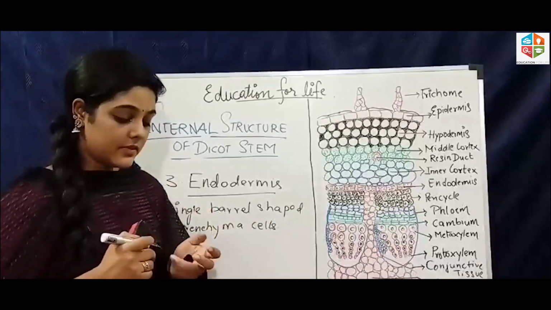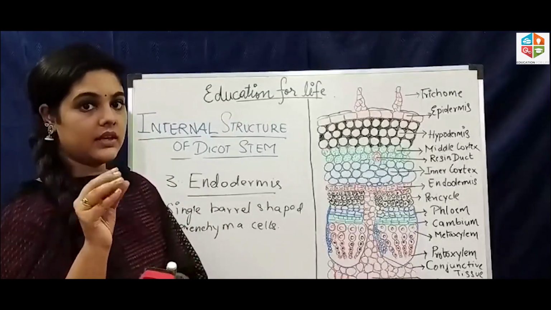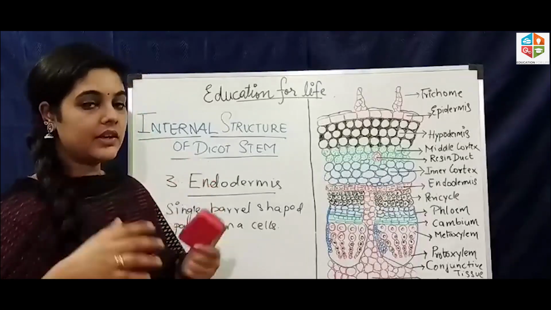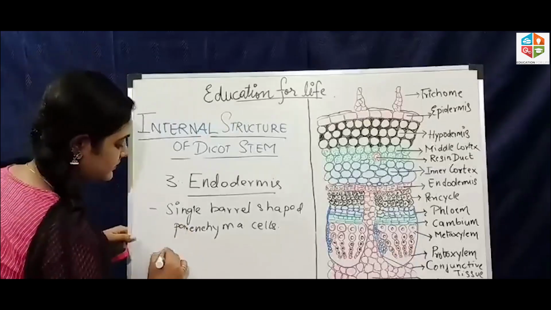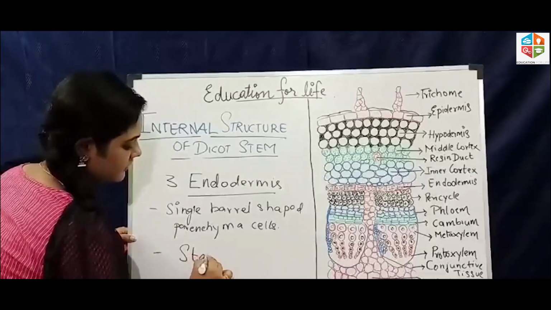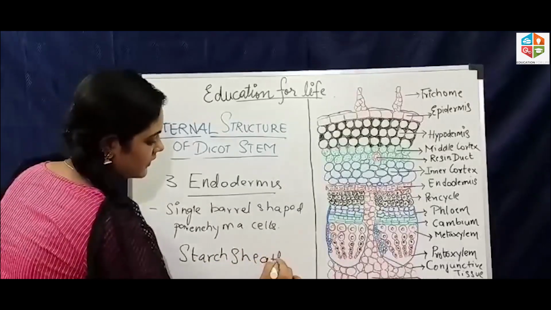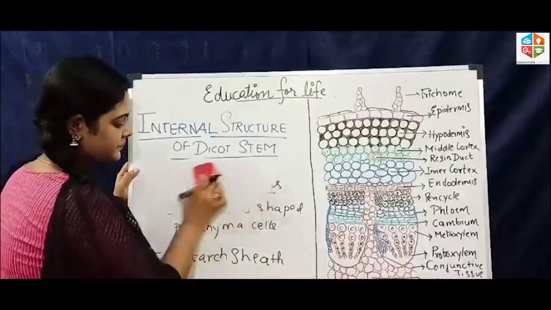So in the endodermis there will be presence of starch grains. Okay, it is fully stored with starch grains. So endodermis is otherwise called as starch sheath. So this was about the endodermis.